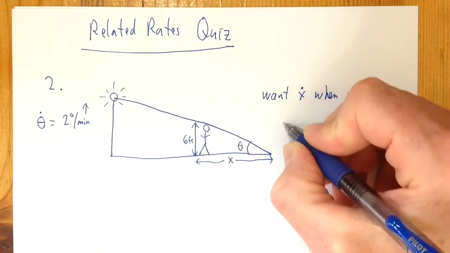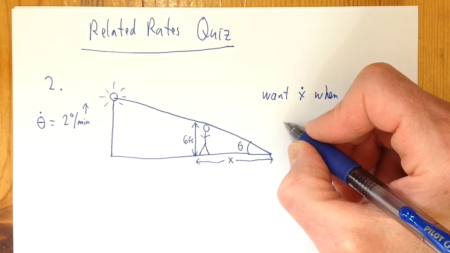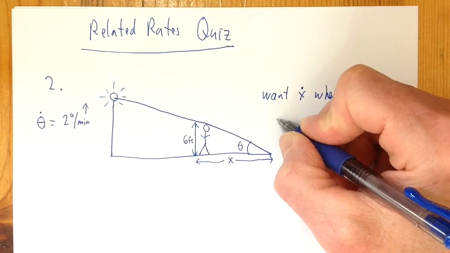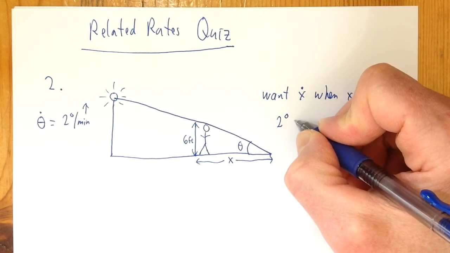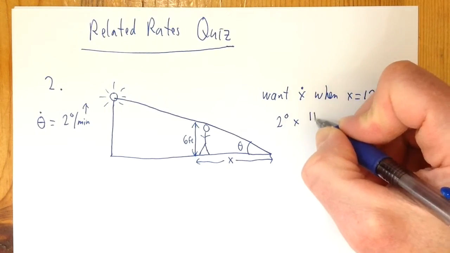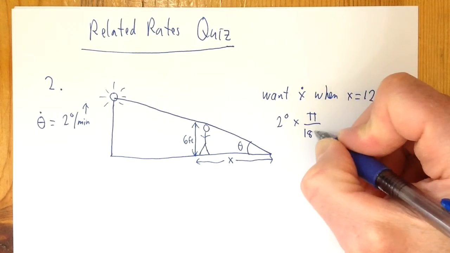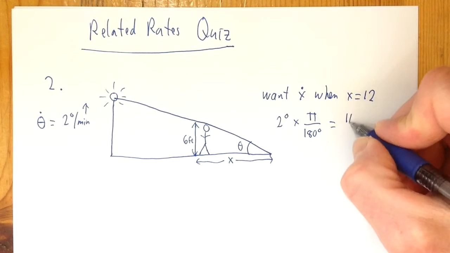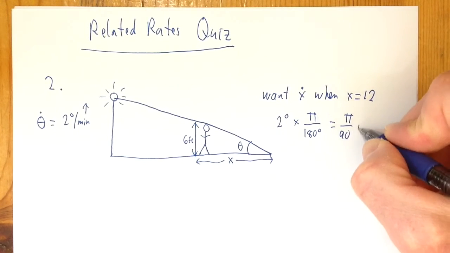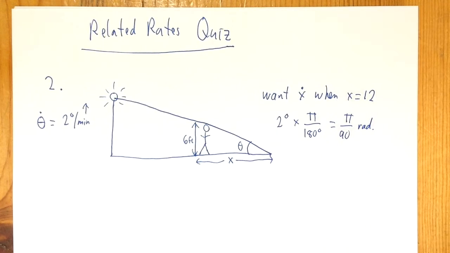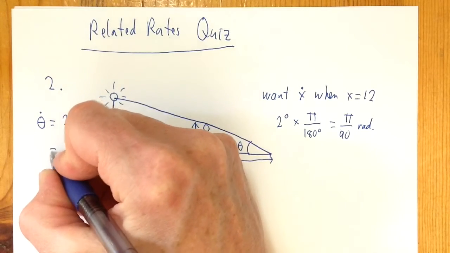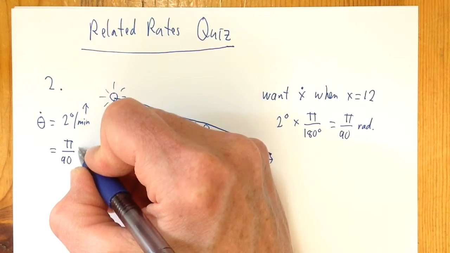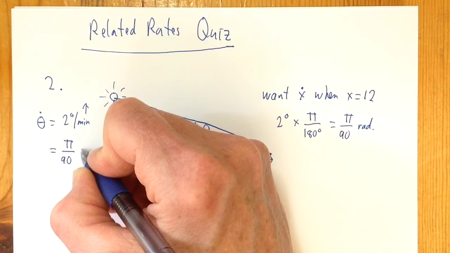Okay, first we need to change 2 degrees per minute to how many radians per minute. So let's just change 2 degrees to radians and then that'll work. We multiply the 2 degrees times pi over 180 degrees. So that's 2 divided by 180, which is pi over 90 radians. So it's pi over 90 radians per minute. So theta dot is pi over 90 radians per minute.